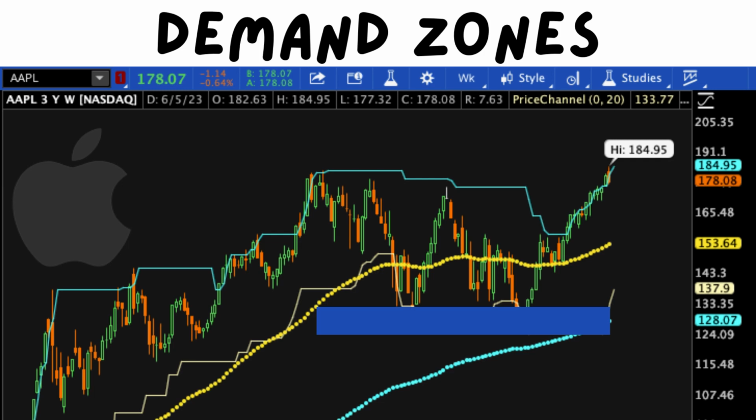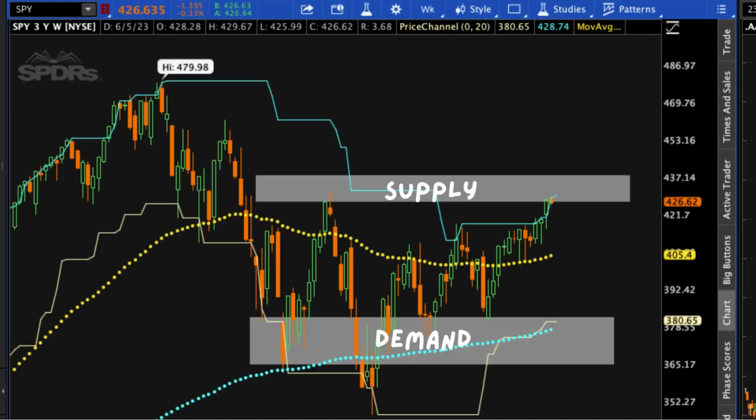identify that particular zone. Using SPY and the same charts we went over on Sunday, here's an example of how to draw a particular zone.